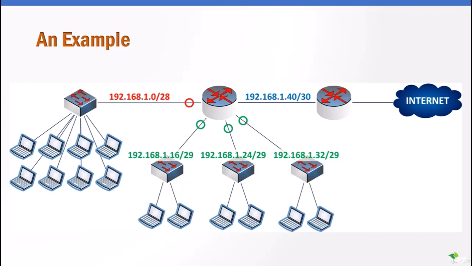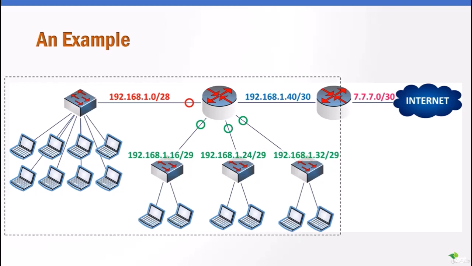The only network left to define is our public network, which is the network between our new router and the internet. So we're going to use 7.7.7.0/30. Now let's separate our private network from the public network. So this area right here is our private network.